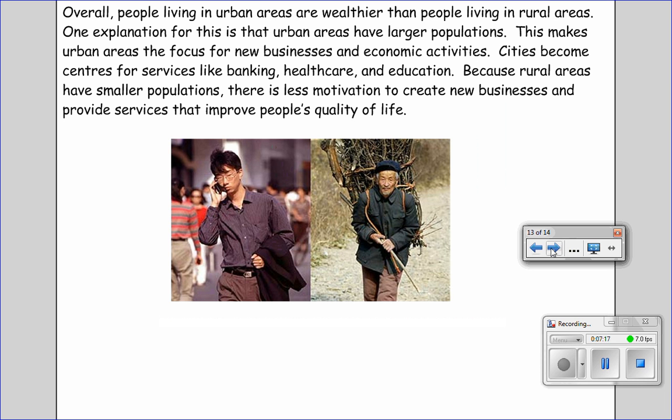Overall, people living in urban areas are wealthier than people living in rural areas. One explanation for this is that urban areas have larger populations. This makes urban areas the focus for new businesses and economic activities. Cities become centers for services like banking, healthcare, and education. Because rural areas have smaller populations, there's less motivation to create new businesses and provide services that improve people's quality of life.